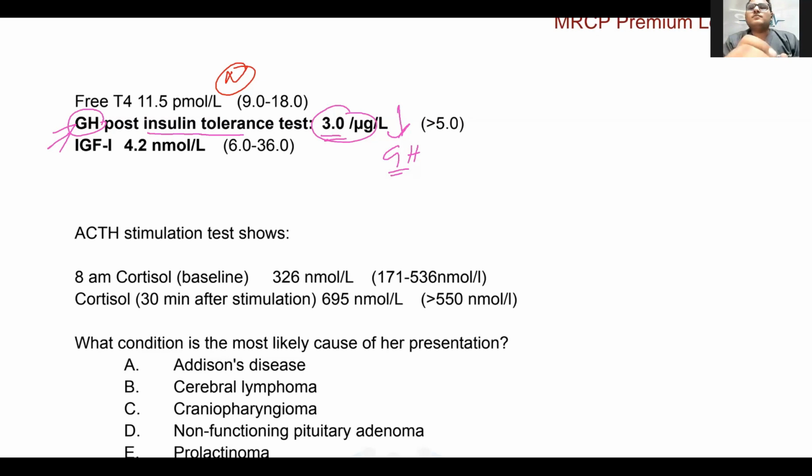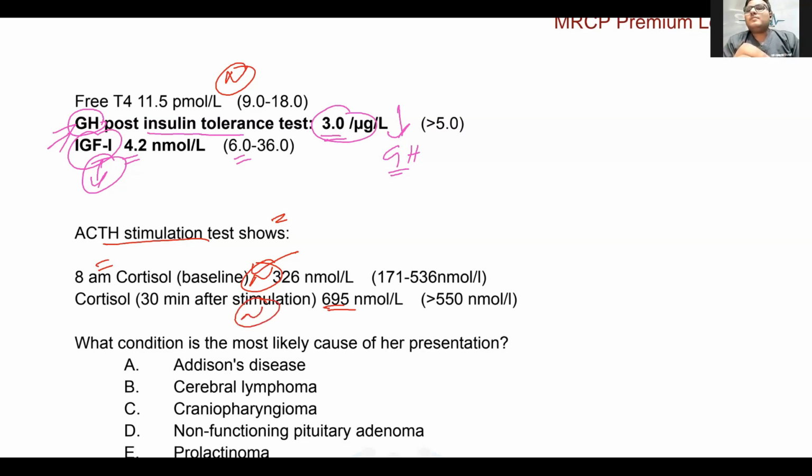Okay. Next is insulin growth factor 1. That must be between 6 and 36. But it is 4.2, so it is low. So insulin-like growth factor is low. Okay. Next, the ACTH stimulation test shows the 8 a.m. cortisol, which is fine. And the cortisol 30 minutes after the stimulation is 695 nanomole per liter. That is also fine, normal.